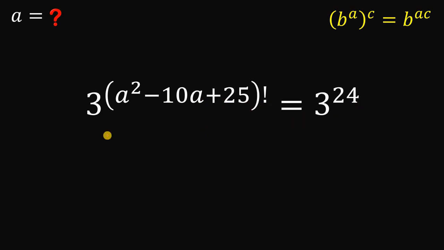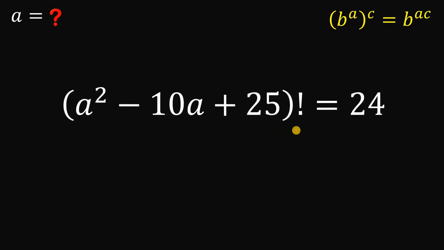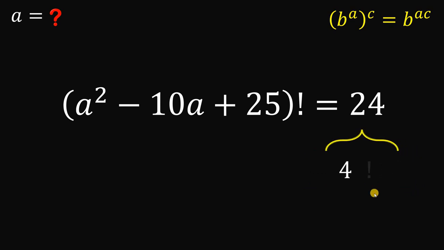Now, since they are equal, the bases are equal, therefore we can say that their exponents must be equal. So this turns out to be (a squared minus 10a plus 25) factorial equals 24. Now, let's focus on the right-hand side of our equation, which is equal to 24. Take note that this 24 can be written also as 4 times 3 times 2 times 1, or simply 4 factorial. So we can replace this 24 with 4 factorial.